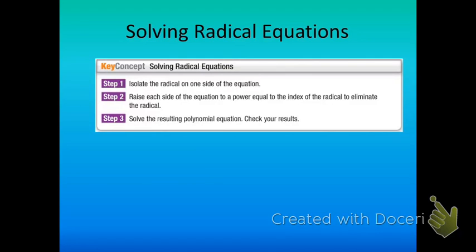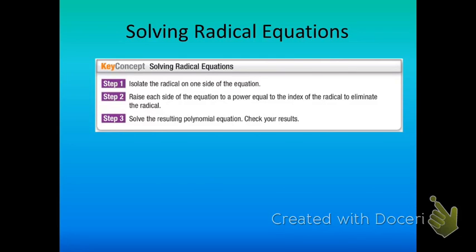Number 2. Raise each side of the equation to a power equal to the index of the radical to eliminate the radical. For example, if you're dealing with square roots, you'll square both sides. If you're dealing with cube roots, you cube both sides, so on and so forth.